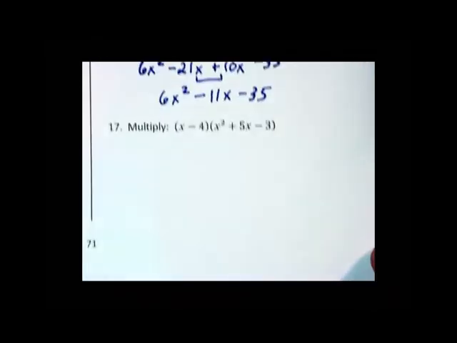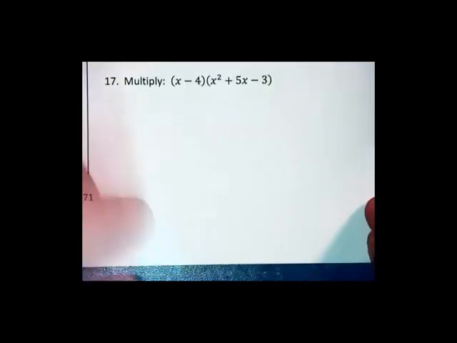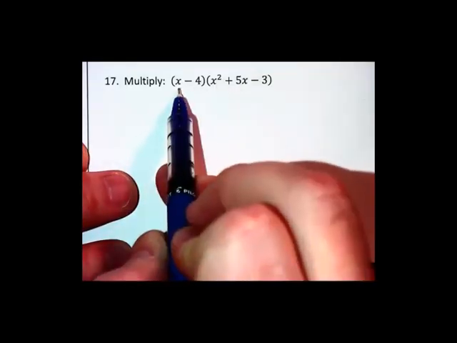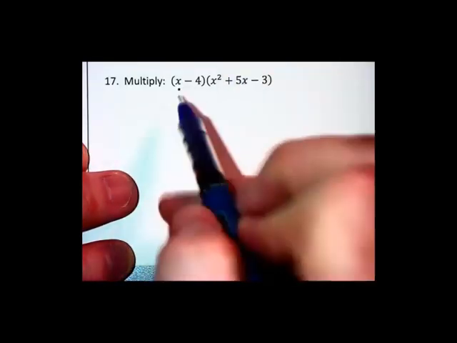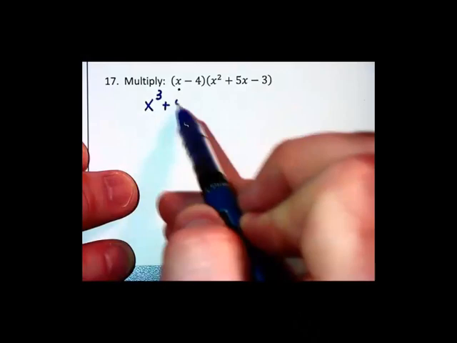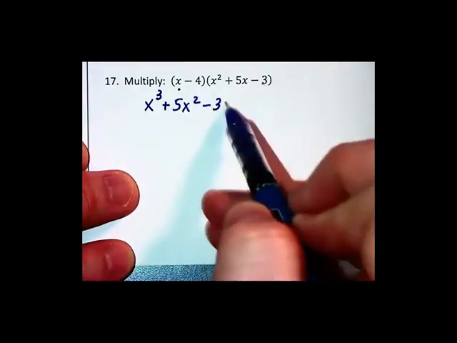Number 17 is a double distribution. I can't use the word FOIL when there's three terms in the second parentheses. So I'm going to begin by multiplying x by each of the terms at the right. X times the x squared gives us x to the third. X times the 5x gives us plus 5x squared. X times the negative 3 gives us negative 3x.